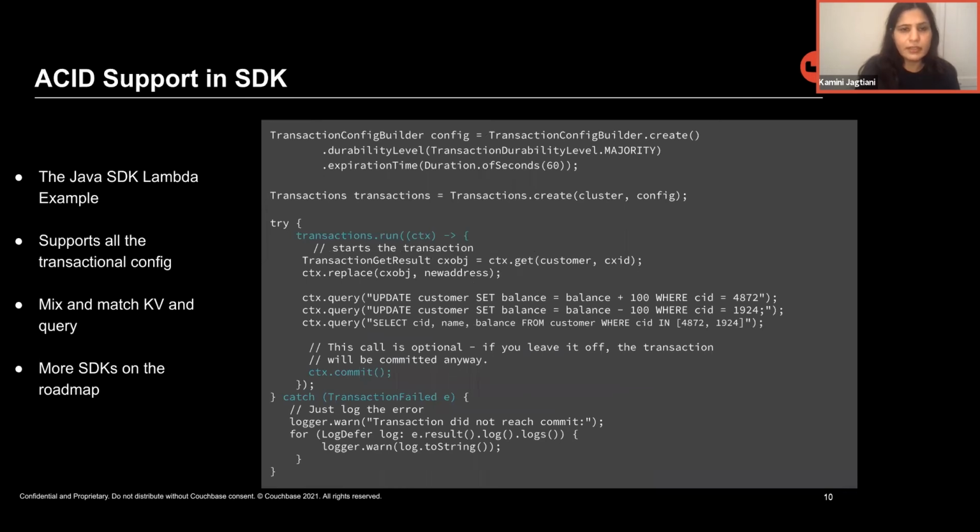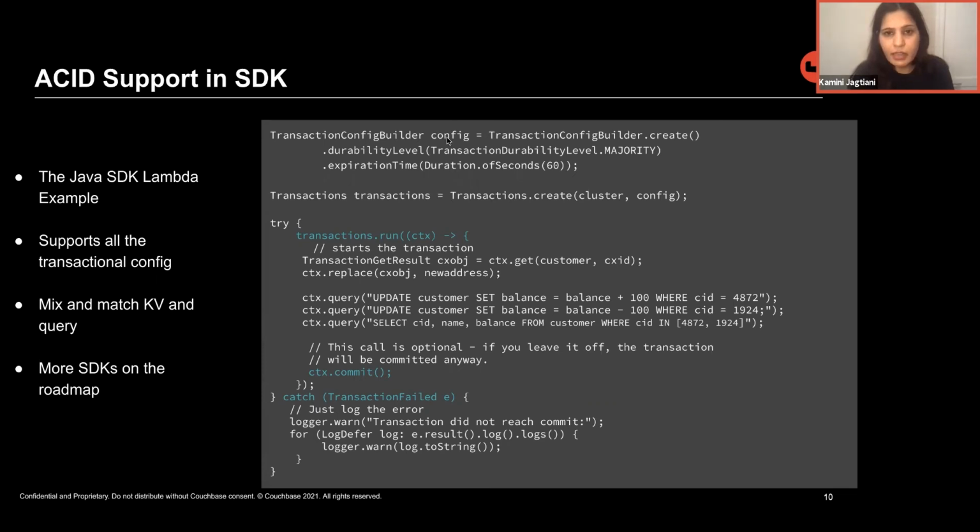This is another example of support through the Java SDK, but this has KV transactions as well as N1QL transactions. So KV transactions went out as part of 6.5, and you could do it using the SDK. At that time, we did not have the ACID support in N1QL, but now both KV transactions as well as the N1QL transactions can exist harmoniously, and they work wonderfully.